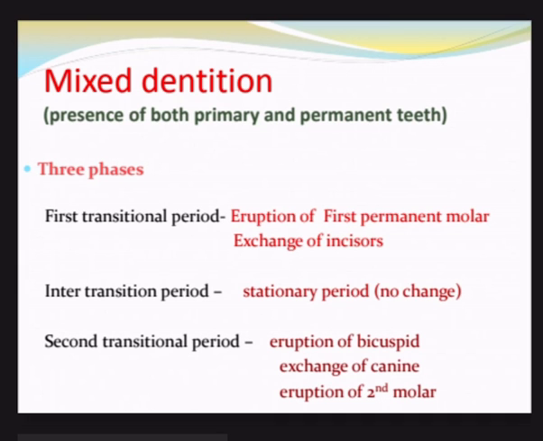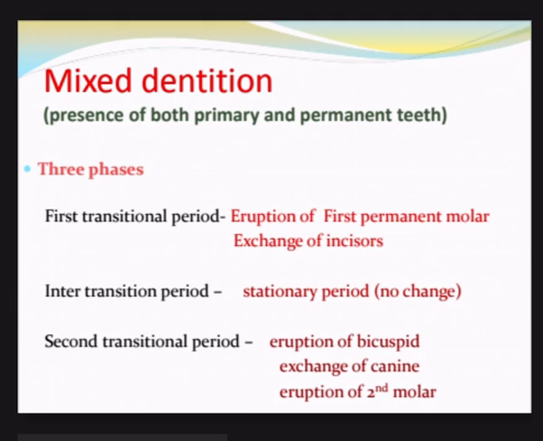Okay. Now coming to mixed dentition. When the first permanent molar is erupting at 6 years, it will start the beginning of this phase. Again, mixed dentition phase can be divided into three periods. First transitional period marked by two important events, that is eruption of your first permanent molar and exchange of primary incisors with your permanent incisors.